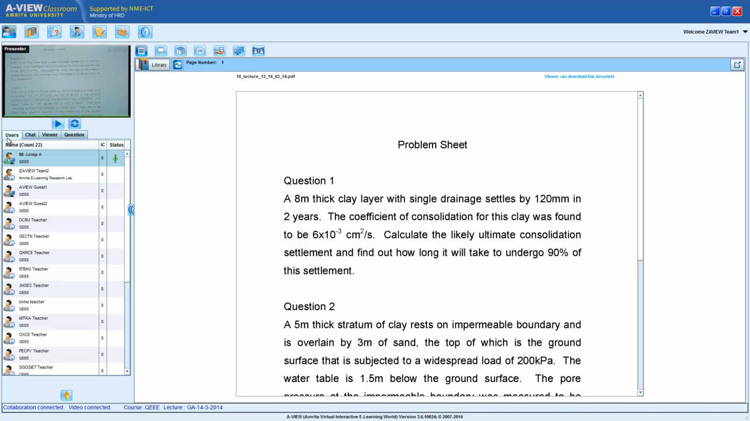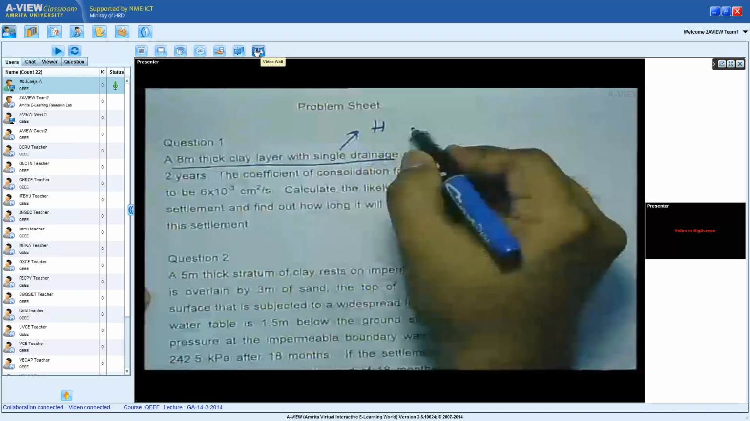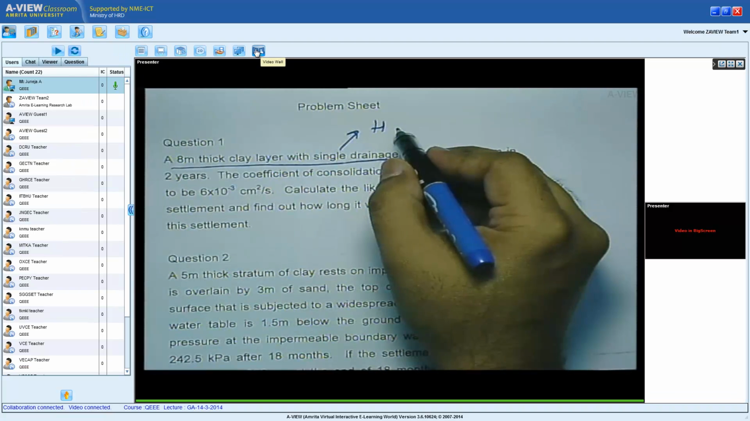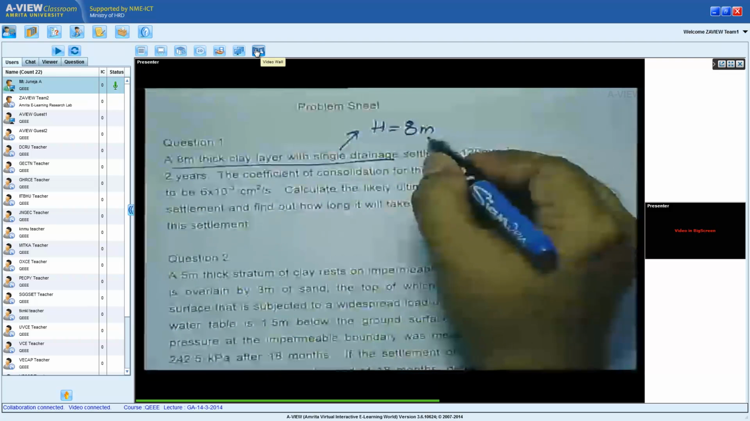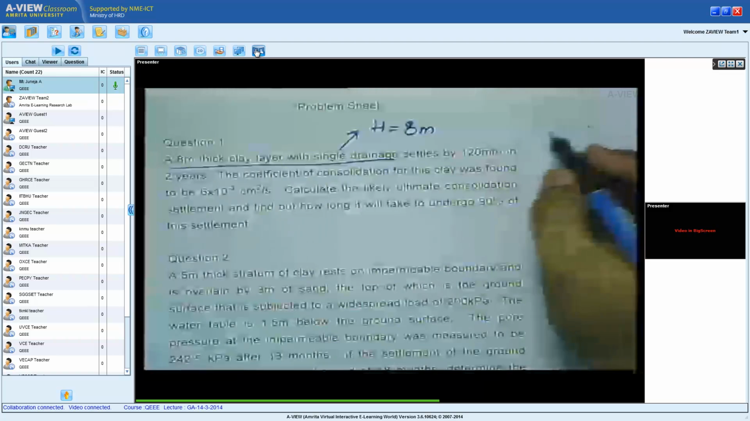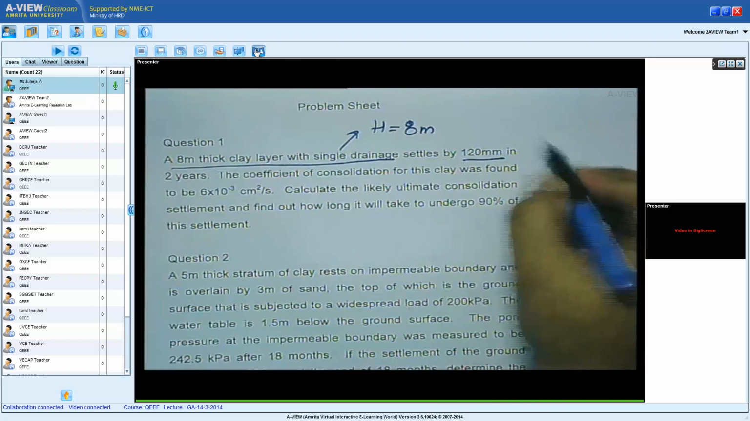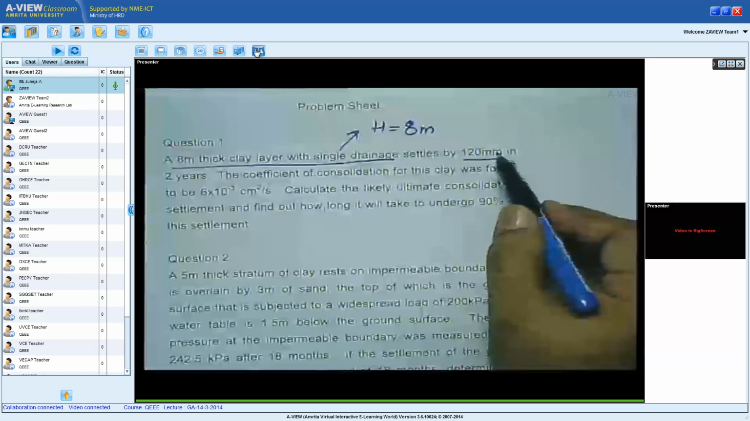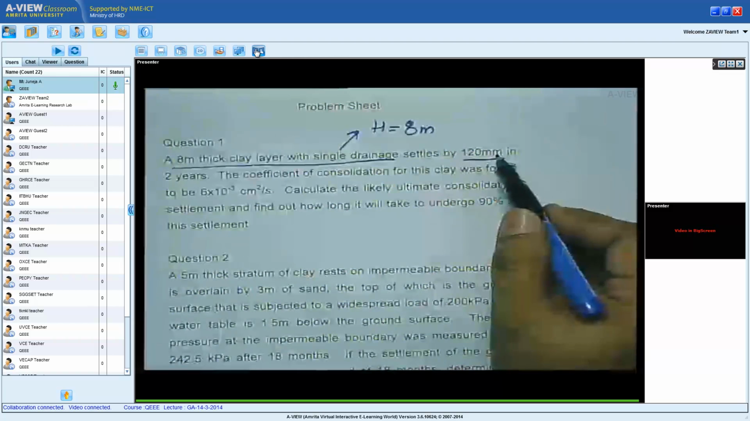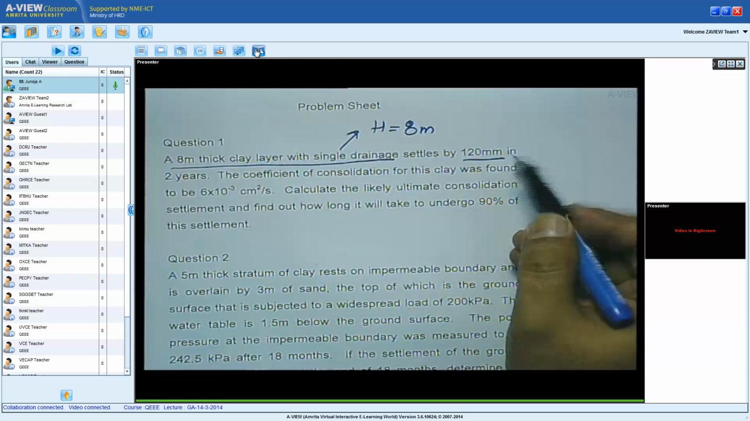What it says is, there's an 8-meter thick clay layer with single drainage. So obviously, with an 8-meter thick layer and single drainage, capital H, which is the maximum distance the water will have to travel, is 8 meters. This is the drainage path. It's settled by 120 millimeters in 2 years. So a time and a settlement are given. 120 millimeters obviously is the average settlement of the entire clay layer.